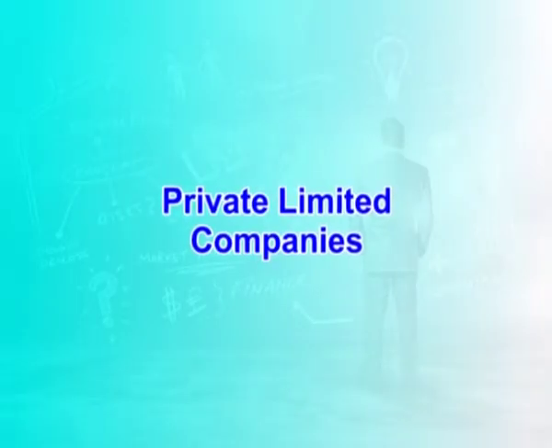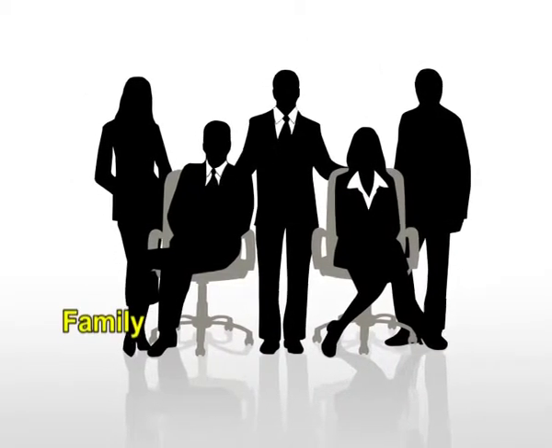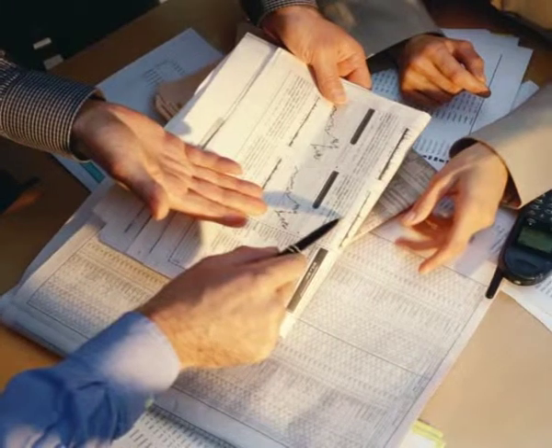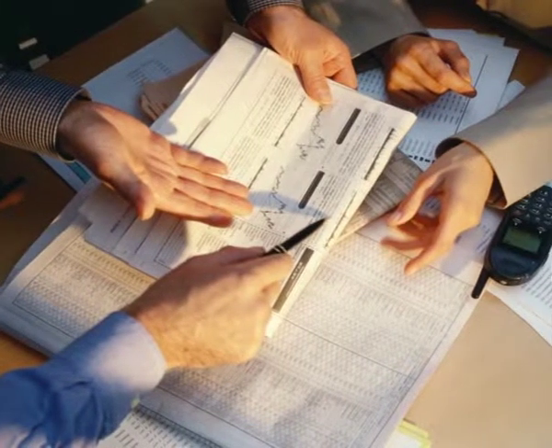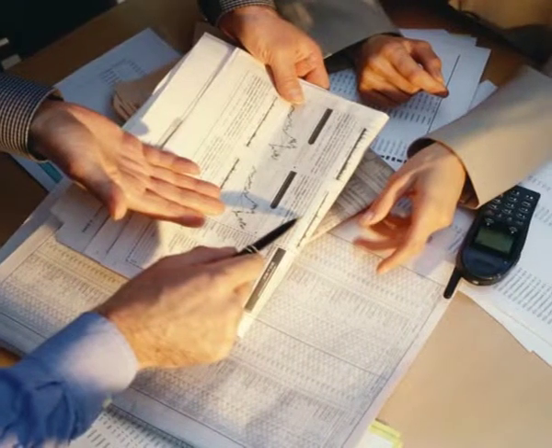Private limited companies. Now we go to the part of private limited companies. These are closely held businesses, usually by family, friends, and relatives. Private companies may issue stock and have shareholders. However, their shares do not trade on public exchanges and are not issued through an initial public offering. Shareholders may not be able to sell their shares without the agreement of the other shareholders.